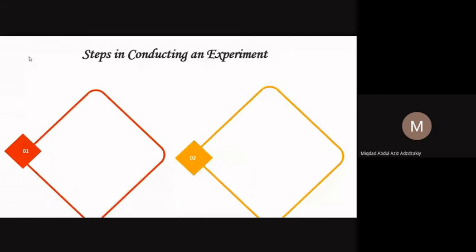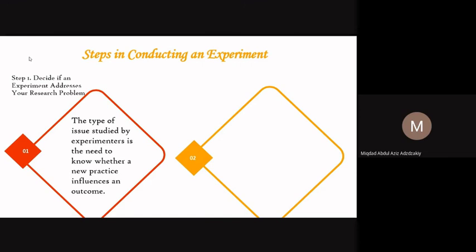Okay, I would like to explain about steps in conducting an experiment. The first is step 1: decide if an experiment addresses your research problem. The type of issues studied by experimenters is the need to know whether a new practice influences an outcome. Step 2: form hypotheses to test cause and effect relationship.